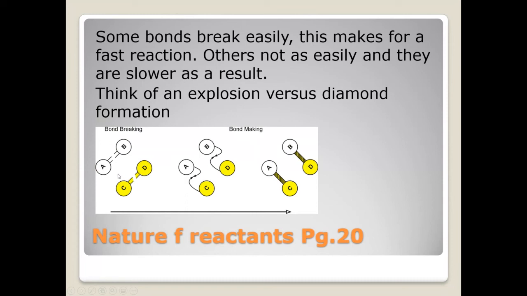And the way that they break is a little more chemistry than we get into in this course, but long story short, the orientation of things has to be proper in order for the bond to break and for a new bond to be formed. Some bonds will break more easily and some not. So if they break easily, they'll form a reaction a lot faster, and if they don't, it'll take a little bit longer for that to occur.